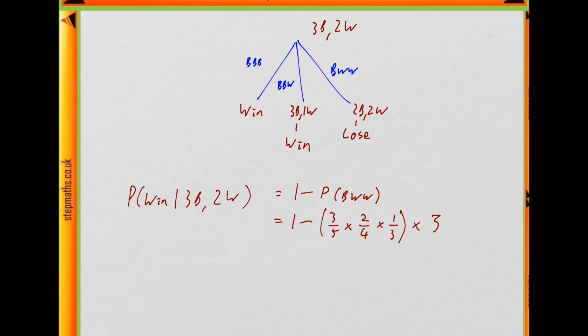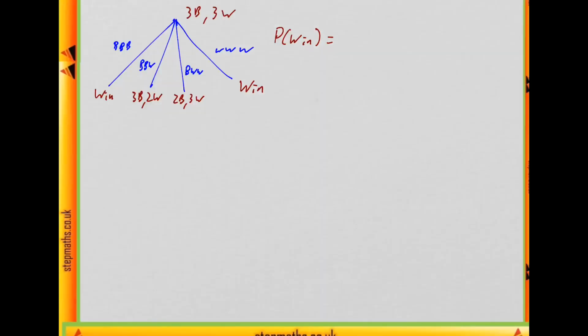So what does this come to? Well, this 3 cancels with the thirds, this is just a half, so I've got 1 minus 3/10, and that just comes to 7/10. So the probability of winning, given I've got to this point, is 7/10. So now let's go back to the initial state and work out the probability of winning from there.